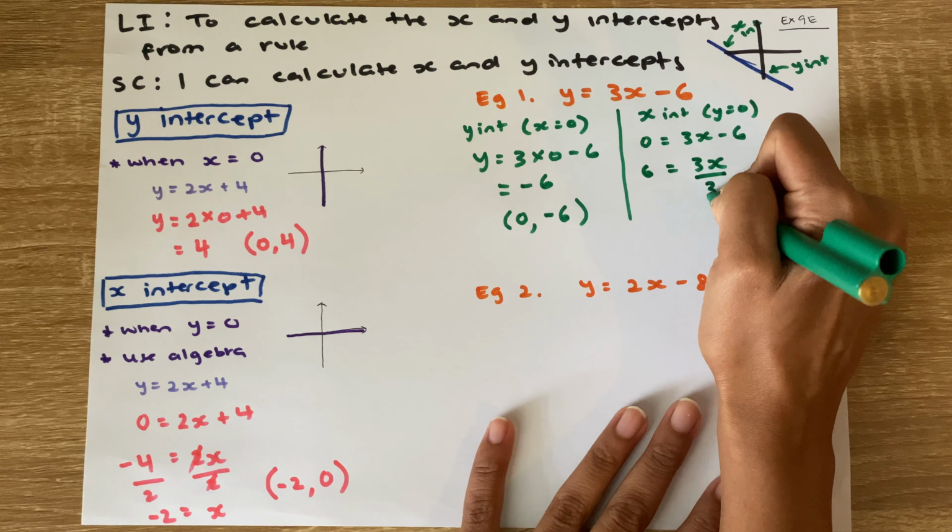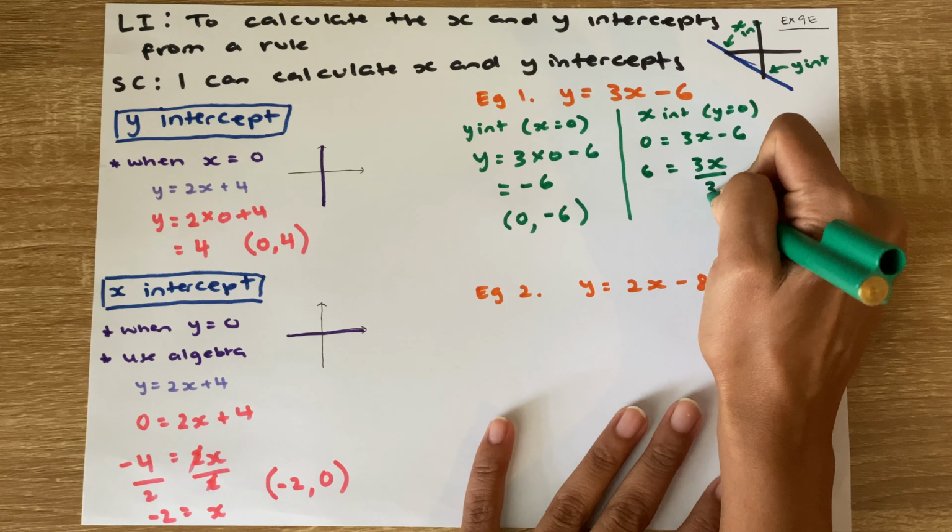And I now have to do my x-intercept. So to calculate my x-intercept, I make y equal to 0 this time. So y is 0, 2x take away 8. All right, so we have to have x on its own. To do that, we need to move this negative 8 to the other side. When I move it to the other side, it becomes positive, or we add 8 to both sides.